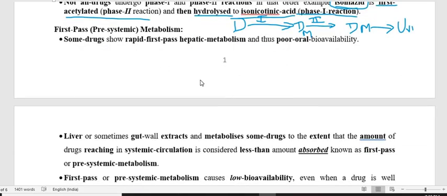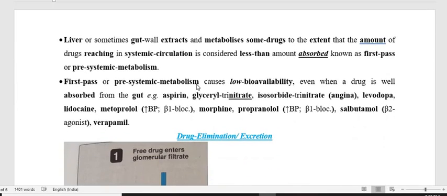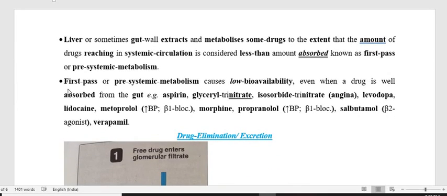Now we have to go through one more terminology that we call the first pass effect. This is also called pre-systemic metabolism: pre means before, systemic means systemic circulation, and metabolism is the metabolism.